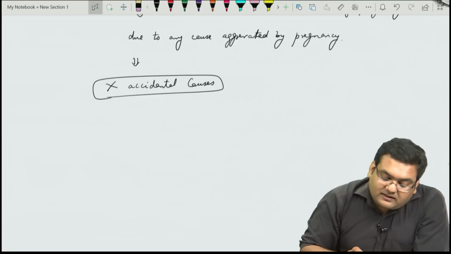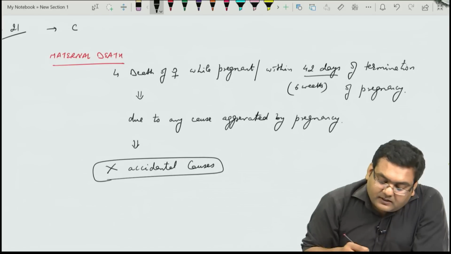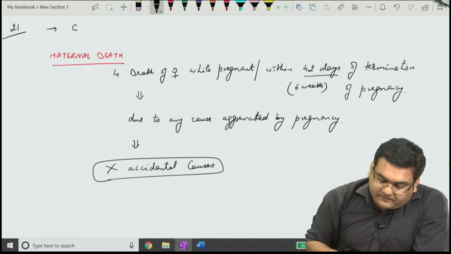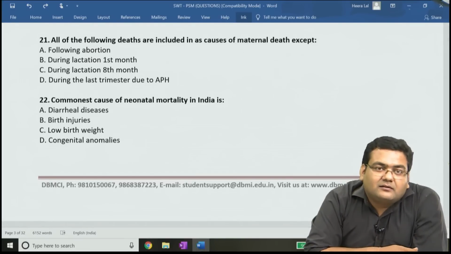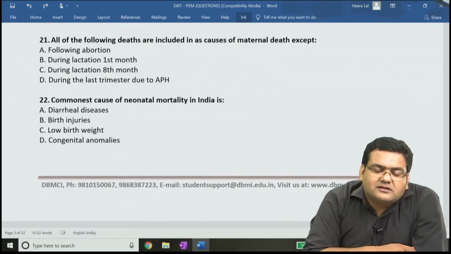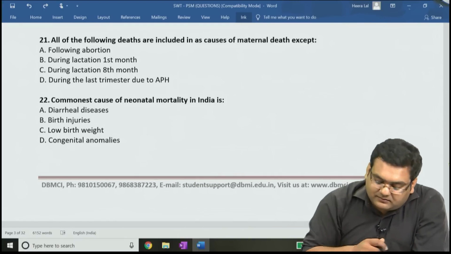So the question says approximately within 42 days or 6 weeks. The options were given: following abortion during lactation 1st month, that is before 6 weeks. So option C, during lactation 8th month, that becomes after 6 weeks, hence the answer. And option D, that is during the last trimester due to APH, that is during pregnancy, again a maternal death.